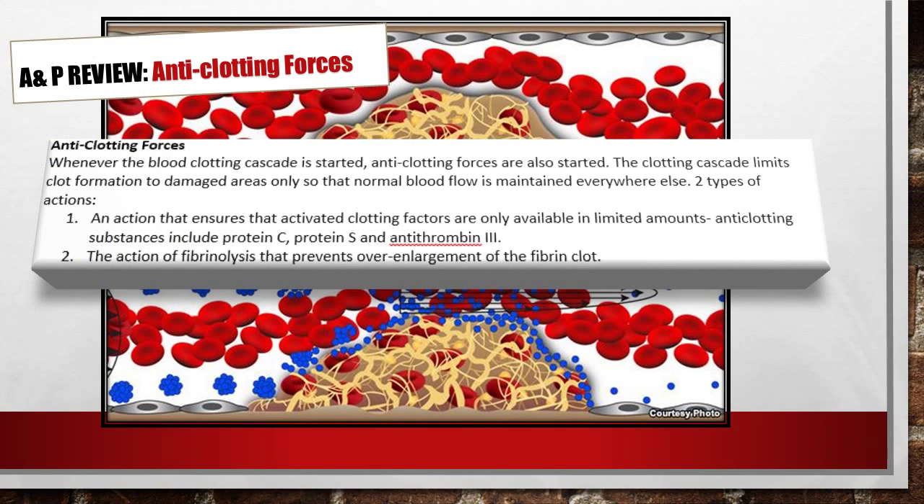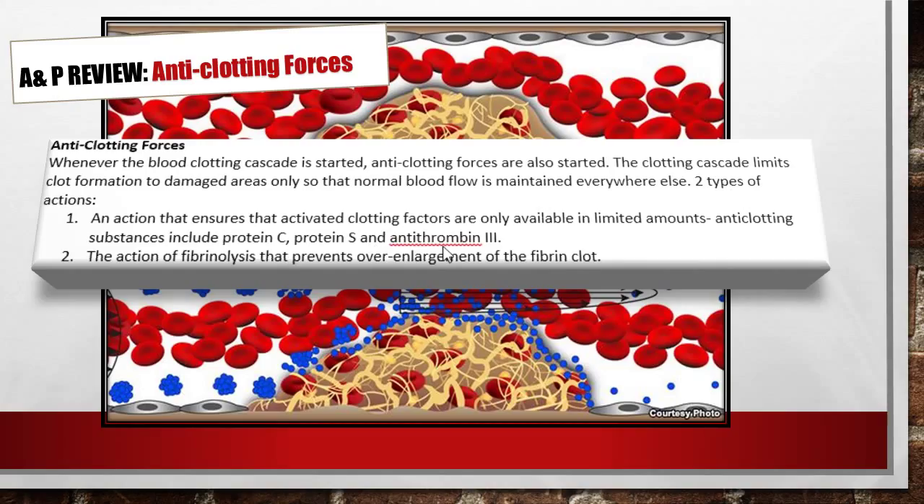It is important to remember that whenever the blood clotting cascade is initiated, anti-clotting forces are also started. The clotting cascade limits clot formation to damaged areas only so that normal blood flow is maintained everywhere else. Two types of actions are happening in anti-clotting. First, we have an action that ensures that the activated clotting factors are only available in limited amounts. Anti-clotting substances include protein C, protein S, and antithrombin 3.